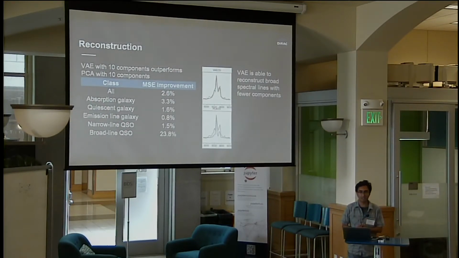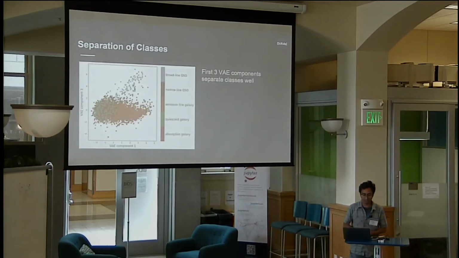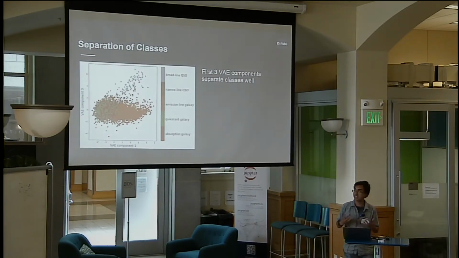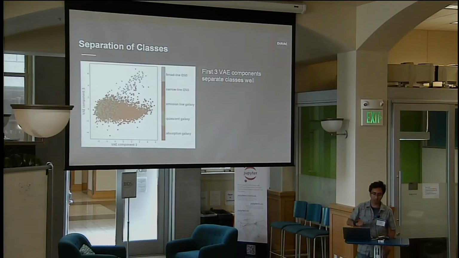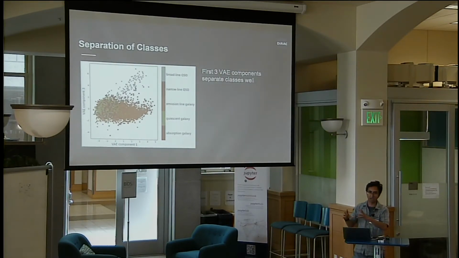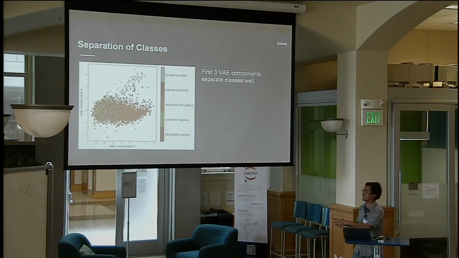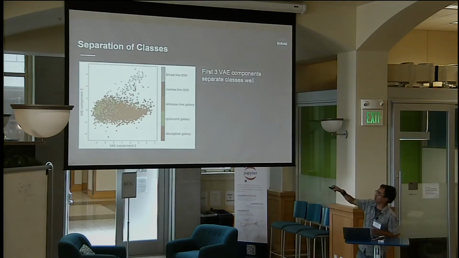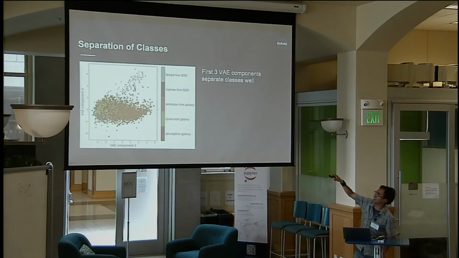Just like with PCA, if you look at the first 3 components in this autoencoder space, you get a nice separation of different classes of galaxies. It seems that the first autoencoder component on the x-axis is giving us this nice transition from absorption line and quiescent galaxies on the left to emission line galaxies on the right. And then the third autoencoder component is putting narrow line quasars just above the emission line galaxies and the broader line quasars further up.